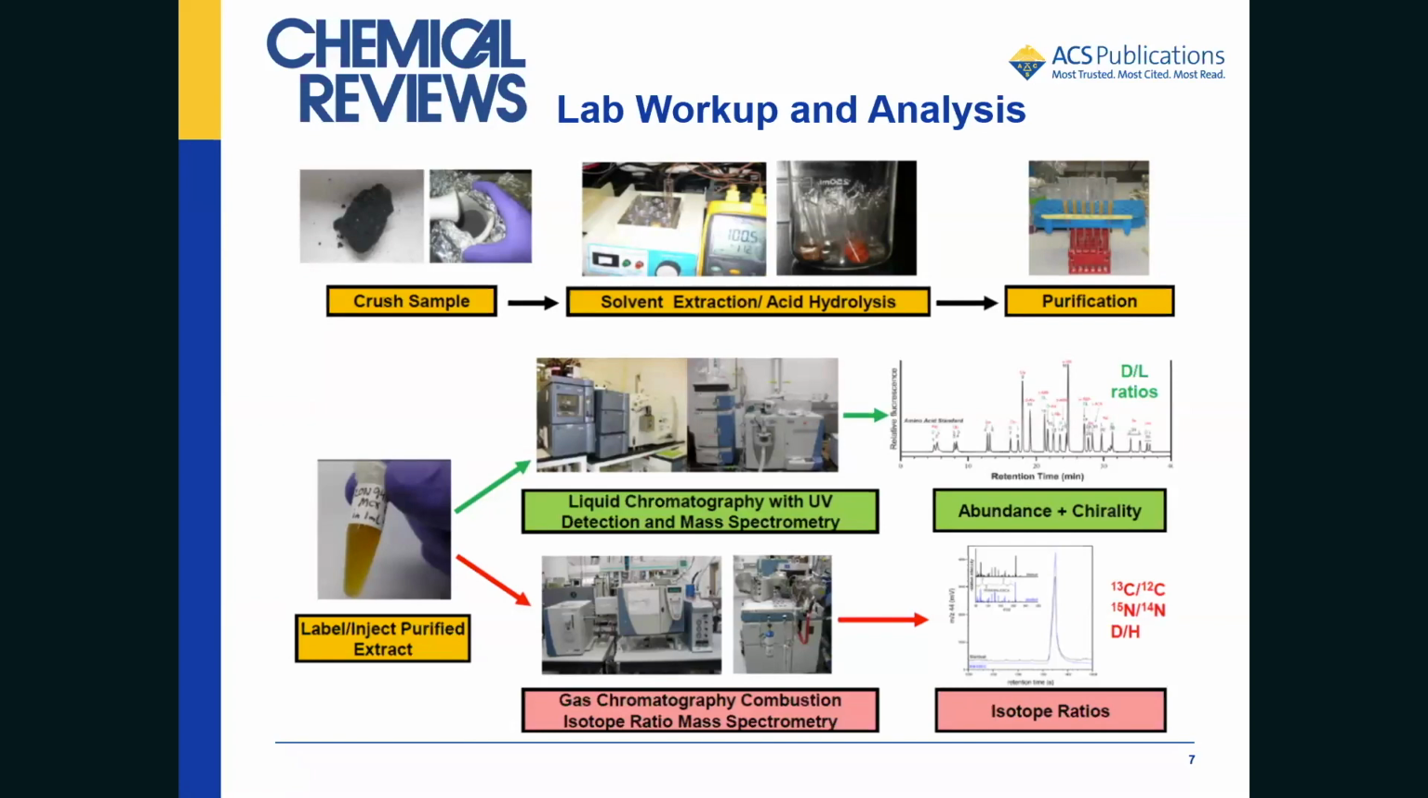And in our lab, we typically analyze these extracts with liquid chromatography mass spectrometry to measure trace abundances of amino acids and also measure their chirality. So we get the D/L ratio. And then gas chromatography isotope ratio mass spectrometry, where we can actually determine the compound specific, amino acid specific isotope ratios in carbon, nitrogen, and hydrogen. This turns out to be a really important part of determining the origin of any enantiomeric excesses, and I'll talk about that more.